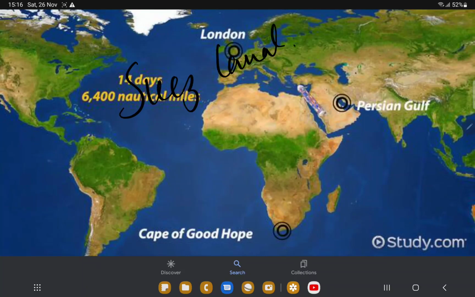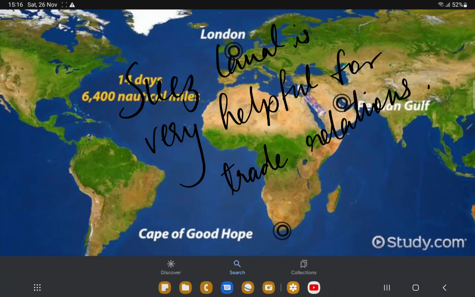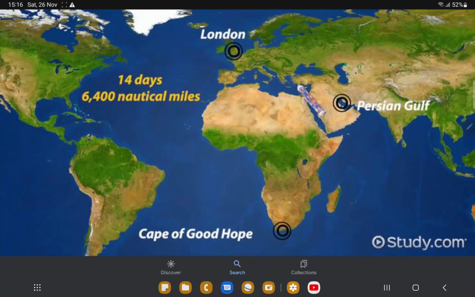Suez Canal is very helpful for trade relations. Important, this is an important point. So very, very important. Remember, anyone might ask you any question regarding this. Very important, right? Now let us go deeper and deeper into this topic.